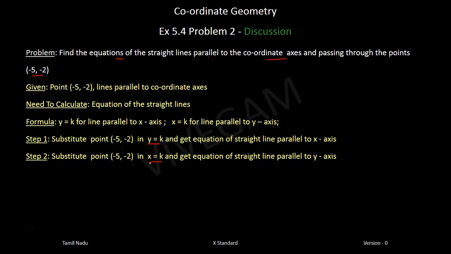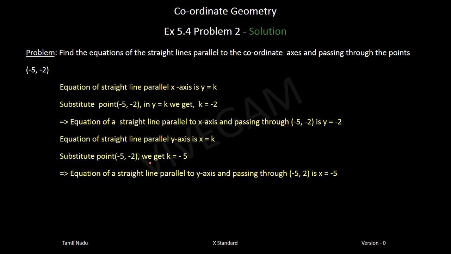So I will leave it to you to do this problem. And on completion, please come back and check your working against our solution. The solution: the equation of the straight line parallel to the x-axis is given by y equal to k. We know this point -5, -2 lies on the straight line. So if you substitute that here, you will be able to get the value of k.